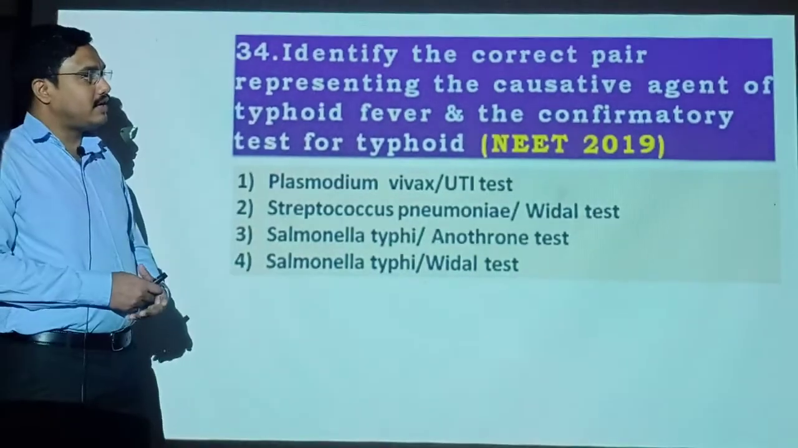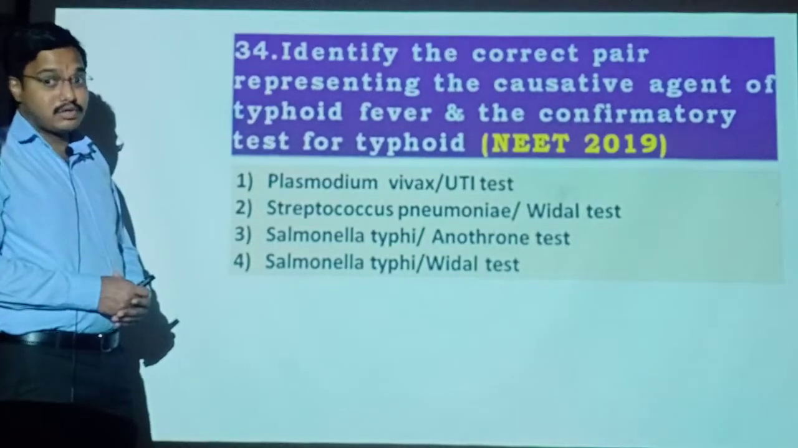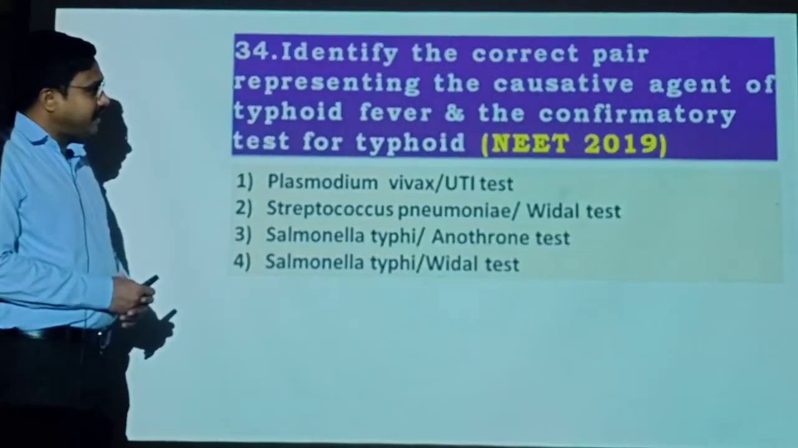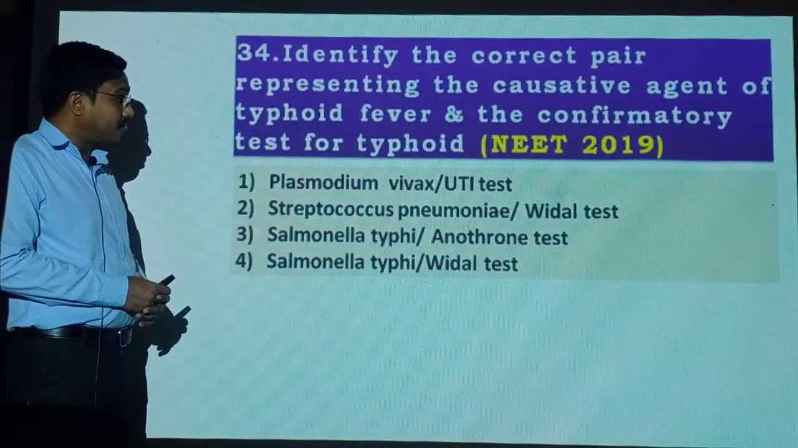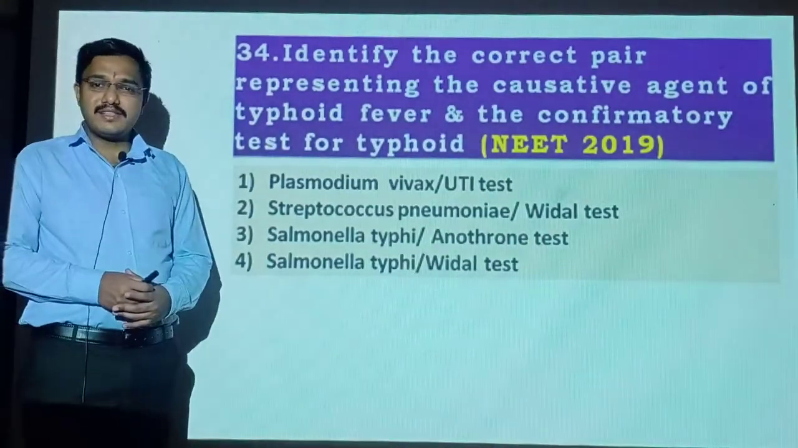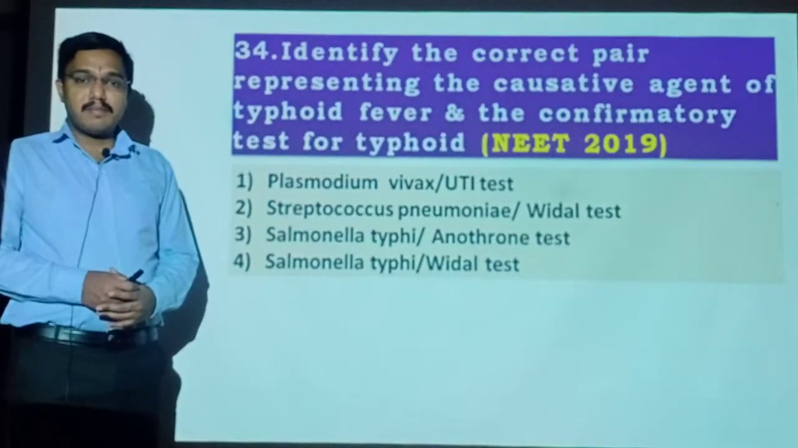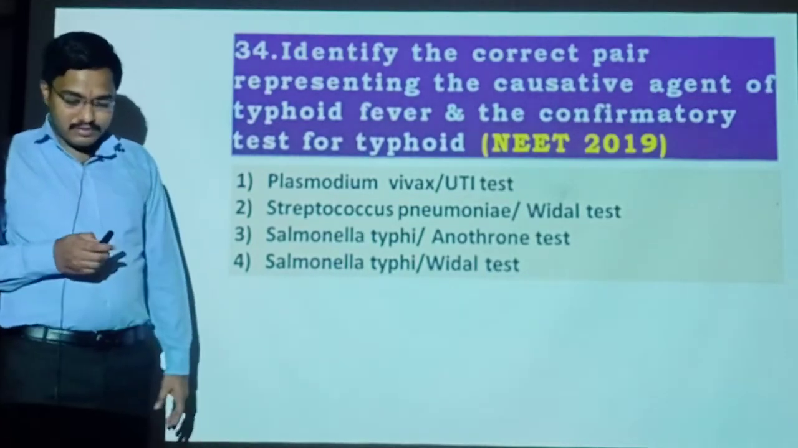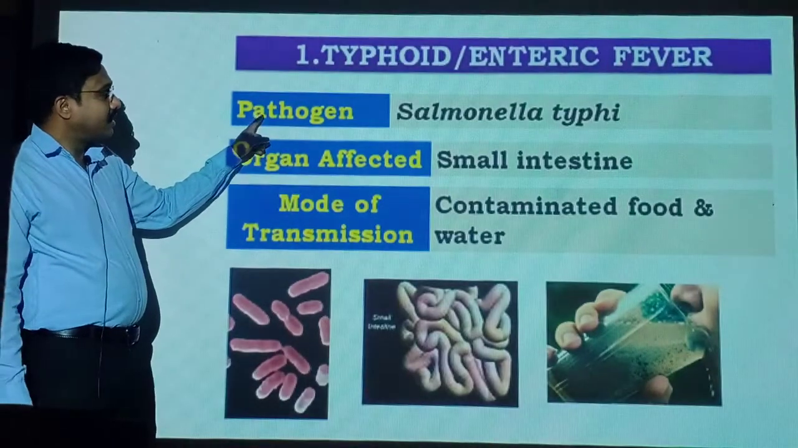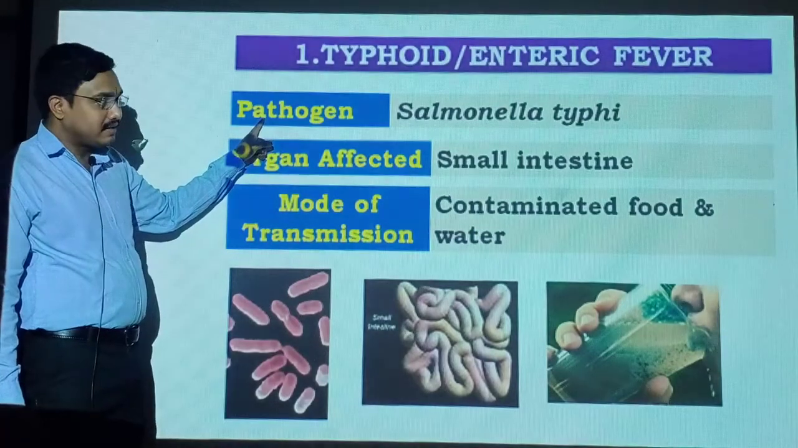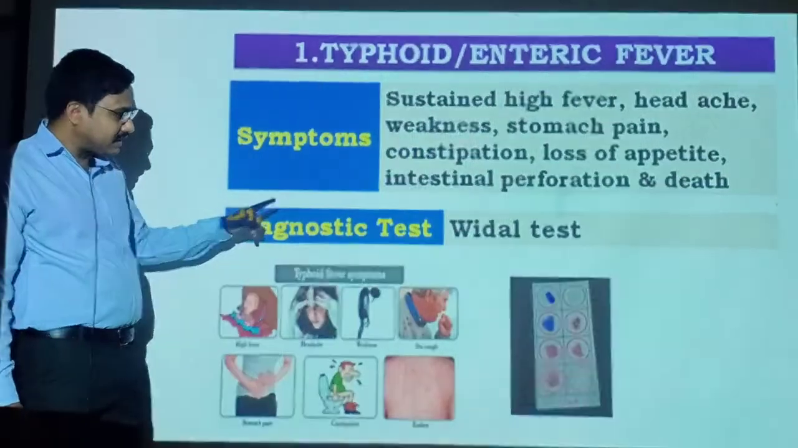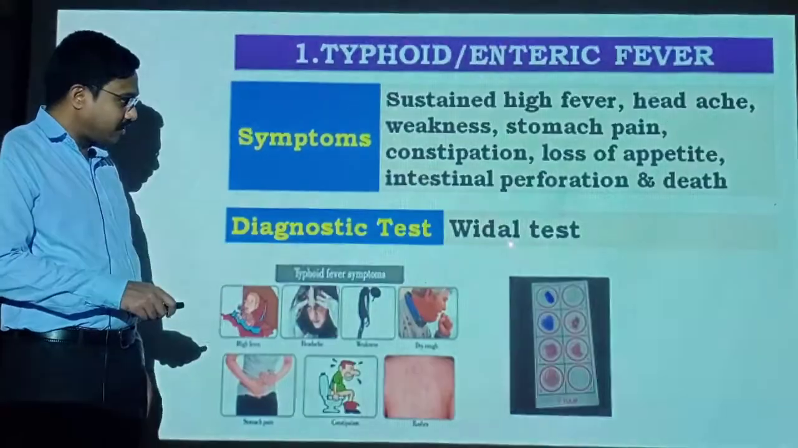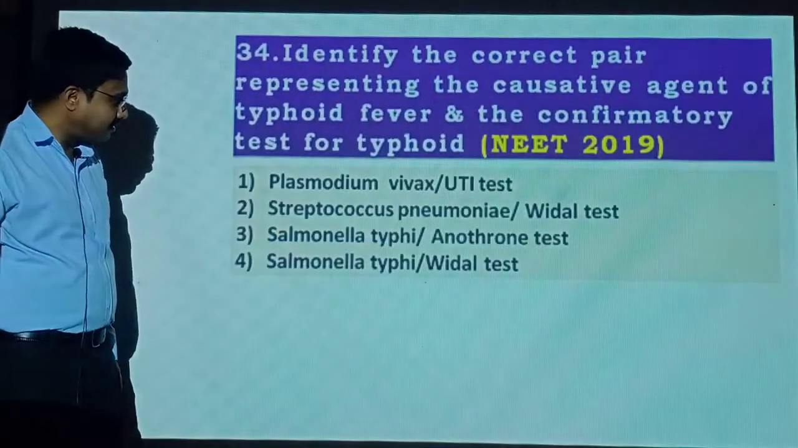See, this question is asked in NEET 2019. Identify the correct pair representing the causative agent of typhoid fever and the confirmatory test for typhoid. They asked a very simple question in 2019. What is the pathogen of typhoid and what is the diagnostic test of typhoid? Now let's see here. As we discussed, pathogen of the typhoid is Salmonella typhi. As we discussed, diagnostic test of the typhoid is Widal test. See here, Widal test.